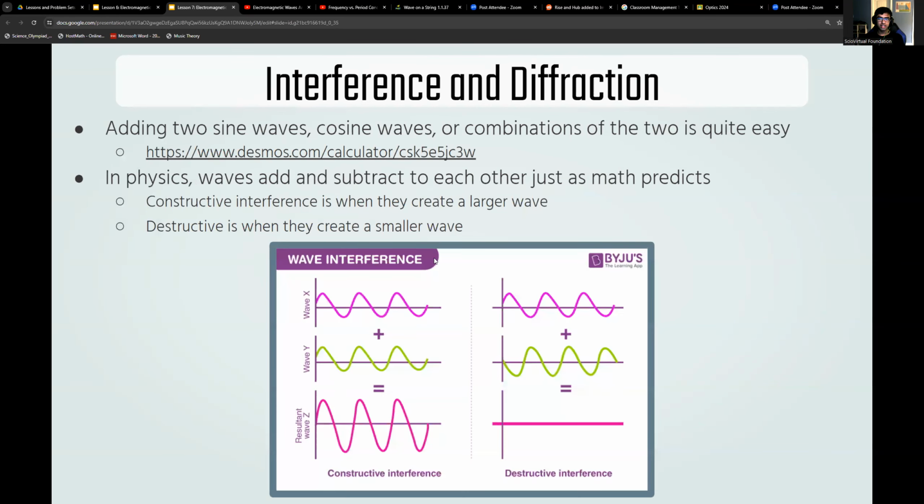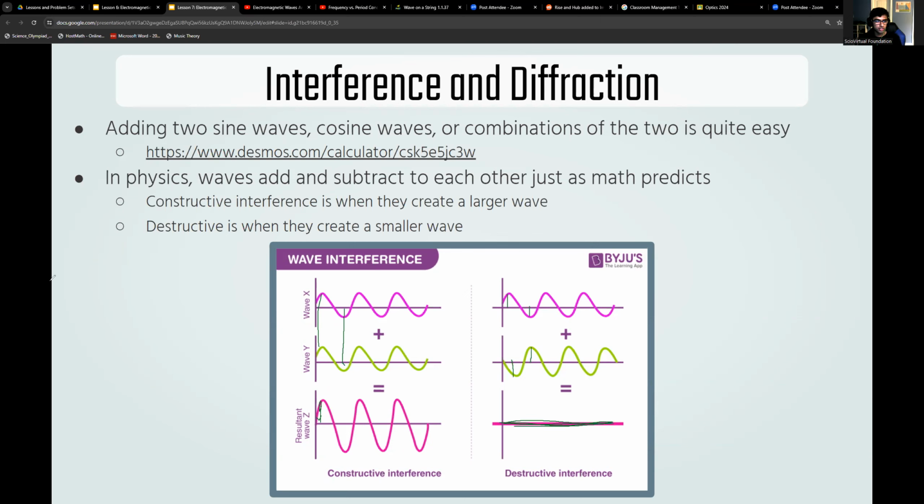What is special is that as the math predicts, the waves do that. Our model of waves as sines and cosines is correct, obviously, because that's what they are. And so when two waves enter the same region in space, they're going to add or subtract from each other. That's called interference. So constructive interference on the left is when their crests and troughs line up to create a much larger resultant wave. Destructive is when the crests line up with the troughs and the troughs line up with the crests, so the wrong way, to give us destructive interference, no resultant wave.